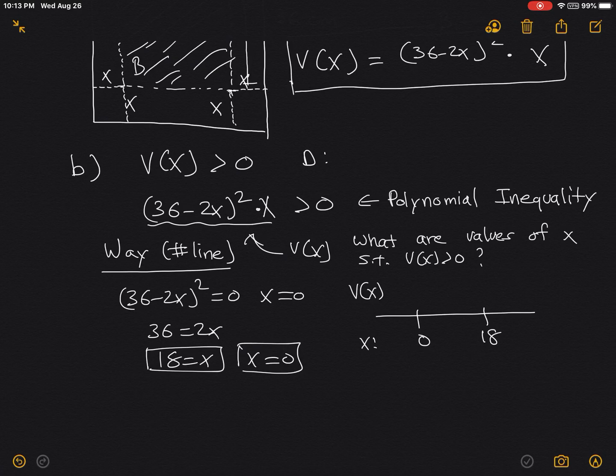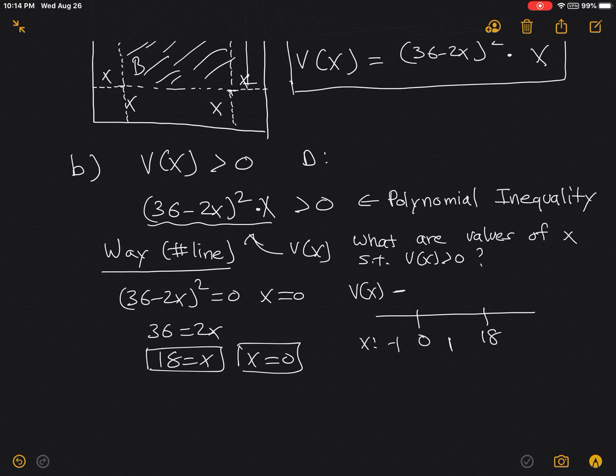But in the context of this problem, let's say I test -1 right here. Plug -1 into this original v of x: 36 plus 2, that's 38. 38 squared is a big number. 38 times -1, that's negative. So let's just go through the process, and then I'll come up with the final solution, okay?